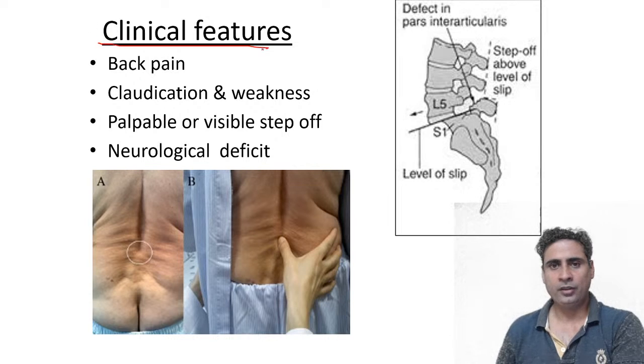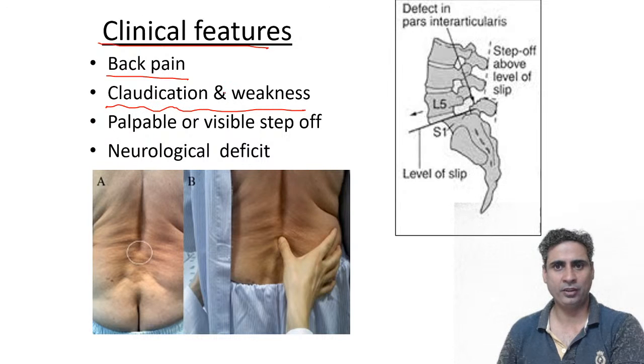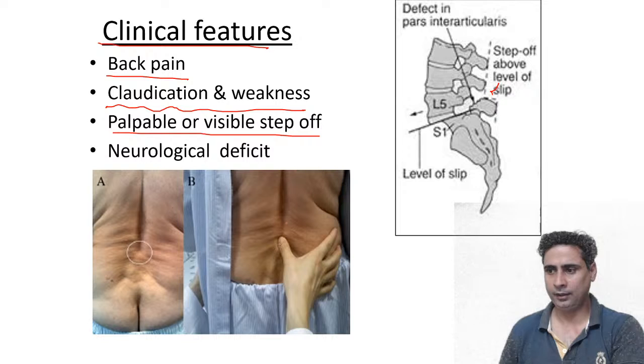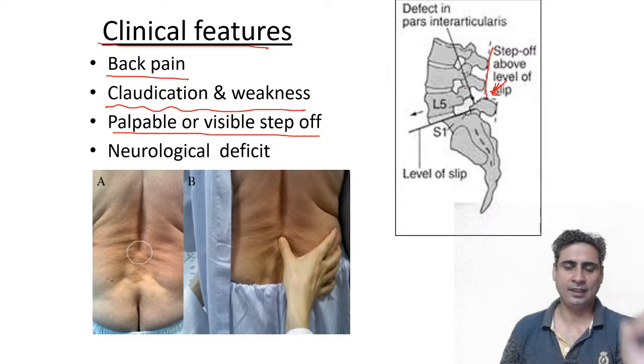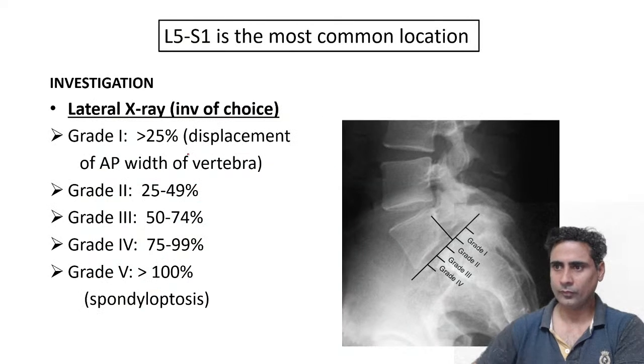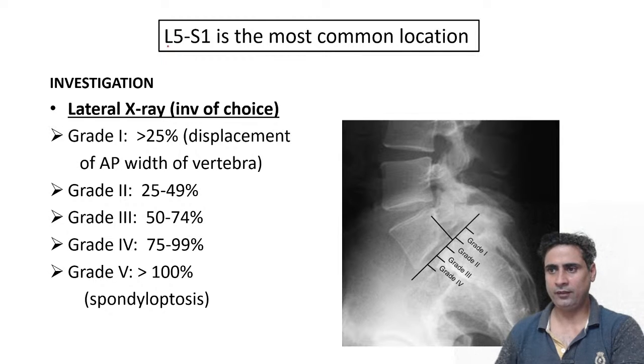Clinically, the patient will present with back pain. There may be claudication and weakness if there is compression of neurological elements. There may be a palpable or visible step just above the level of slip. So if you are palpating like this, here in this area, there will be a sudden step off, which is the classical clinical finding. There may be neurological deficits also. And overall the most common location, which we have discussed, is L5 over S1.